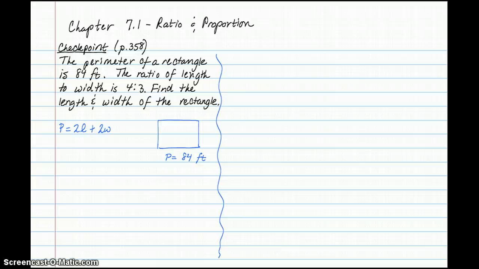Okay, here's the checkpoint problem on page 358. The perimeter of a rectangle is 84 feet. The ratio of the length to width is 4:3. Find the length and width of the rectangle. It's always helpful to draw a picture, so I'm going to ask you to do that, noting that the perimeter P is 84 feet. Just remembering that the perimeter formula, one of the ways to find perimeter for a rectangle is P equals 2 times the length, 2L, plus 2 times the width, 2W.